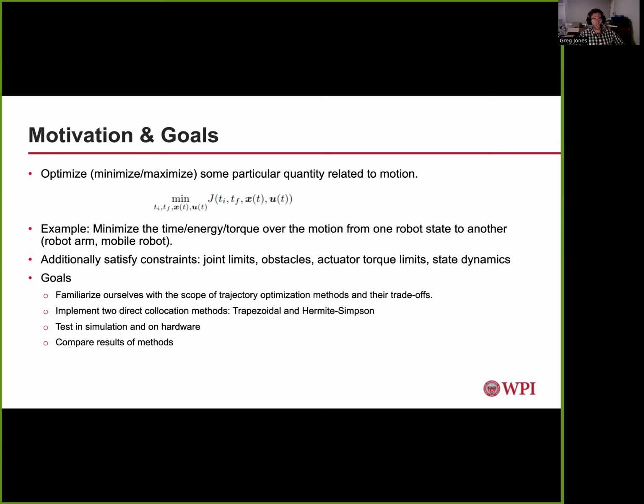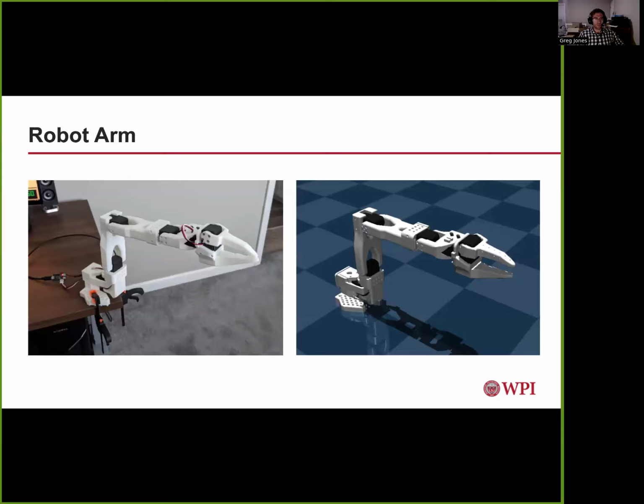And the goals of the project were to familiarize ourselves with a few trajectory optimization methods and their trade-offs, and then implement two direct collocation methods, particularly trapezoidal and Hermite-Simpson, test this in simulation and hardware, and compare the results. So this is the SO101 robot arm that we used.